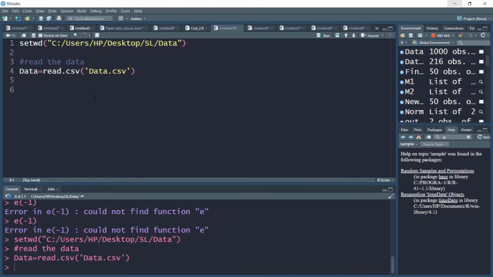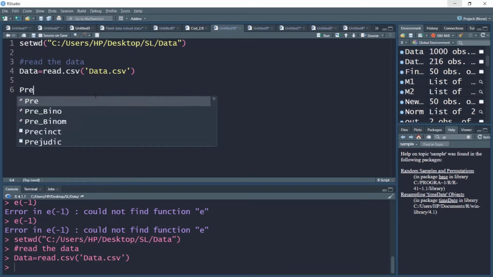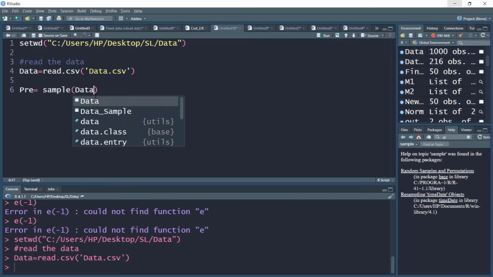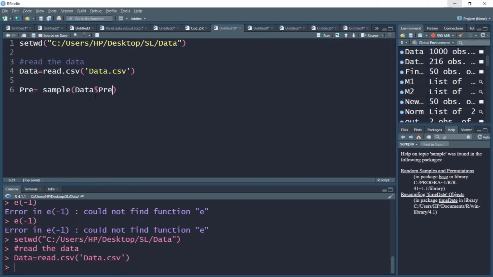Now, as a first step, I need to generate a sample with 50 observations. As we recollect, we have generated the samples with a very simple sample command, specifying the original population, which is data$pre, and telling R that we need to generate a sample of 50 observations with replacement. So I'm putting the replacement argument as TRUE, which means that all the observations are sampled with replacement.